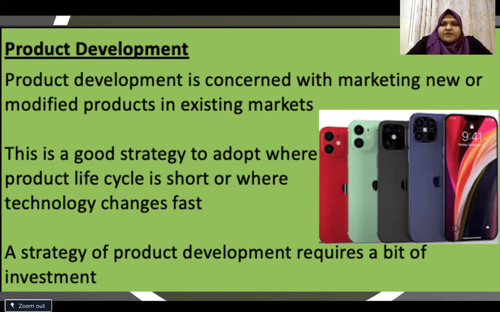Their customers didn't change. It's for the same customers that they create a new product. So every year they have this. So it's also a further extension of their product life cycle, so the product stays in the market for a long time. However, a strategy of product development requires a bit of investment. You need to do a bit of research on what kind of changes you can bring to your existing products to make them a new product.